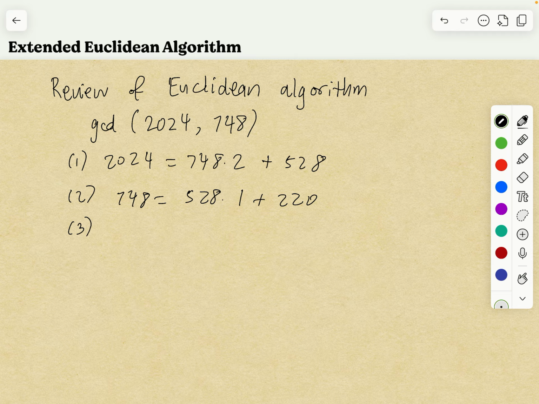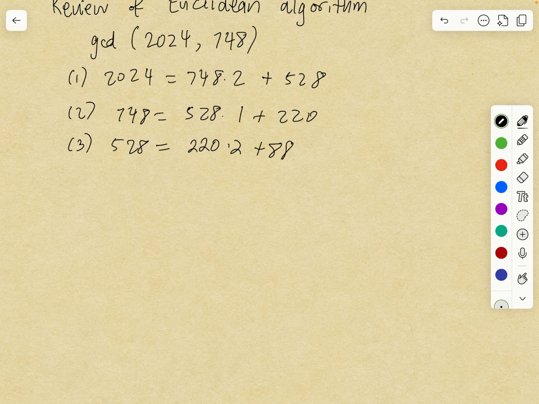And so it's the GCD of 528 and 220. So then we repeat the process. 528 is 220 times 2 plus 88. So now we need to find the GCD of 220 and 88. And we do it again. 220 is 88 times 2 plus 44.